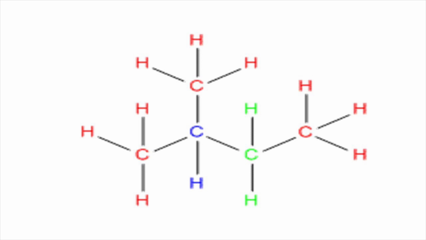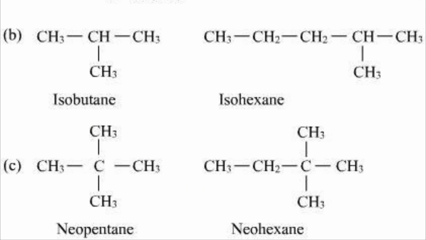Similarly, the prefix normal or n indicates the presence of a straight chain of carbon without branching. The prefix iso is used when there is a (CH3)2CH portion in the carbon chain, and the prefix neo is used when the (CH3)3C portion is there.